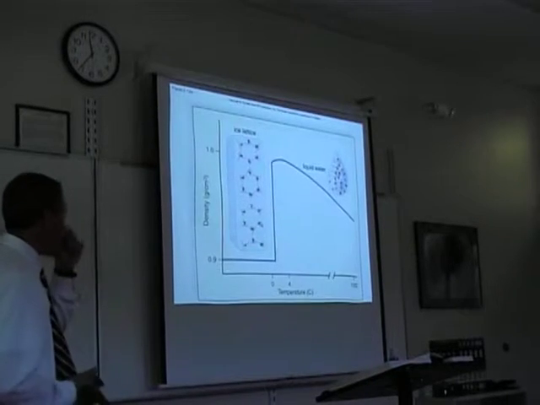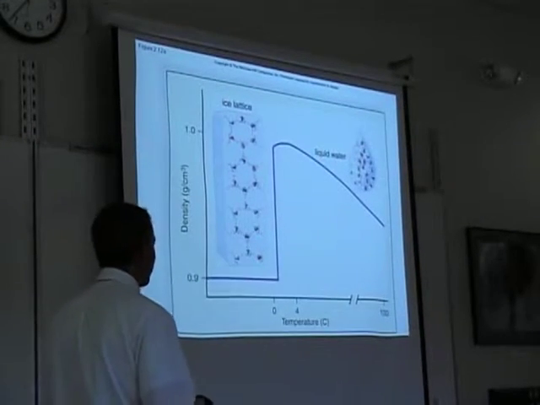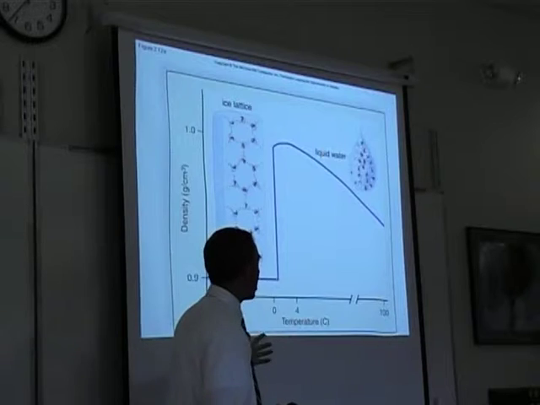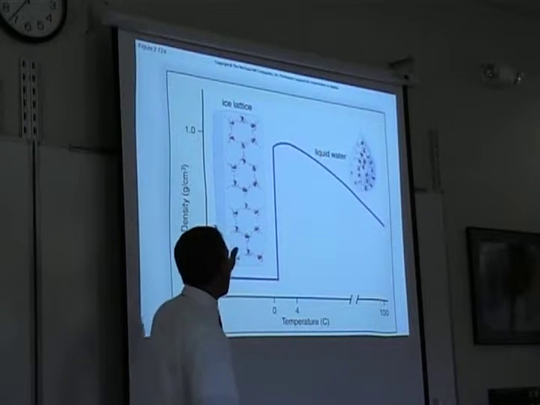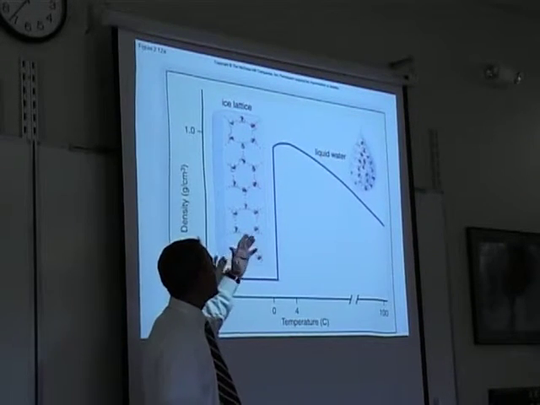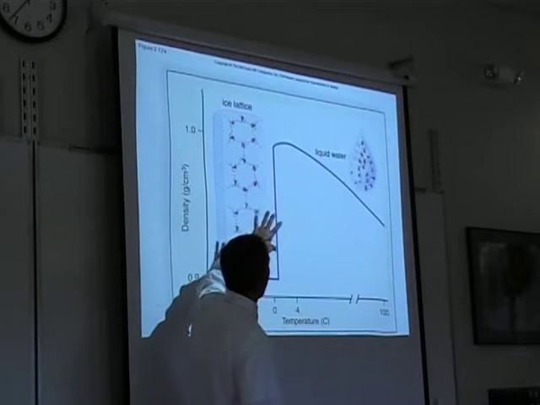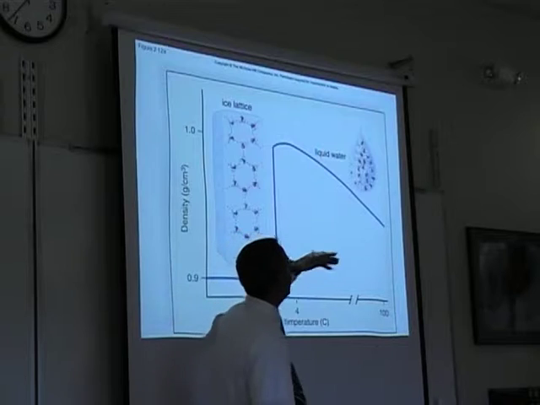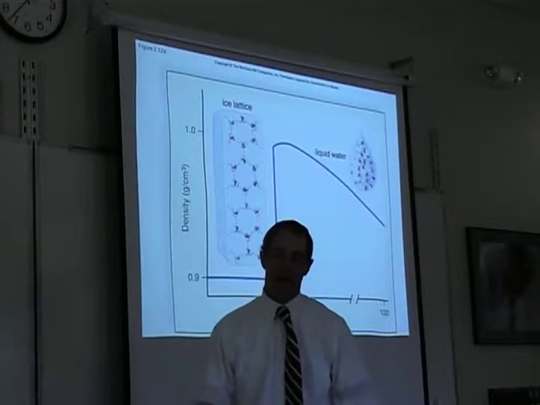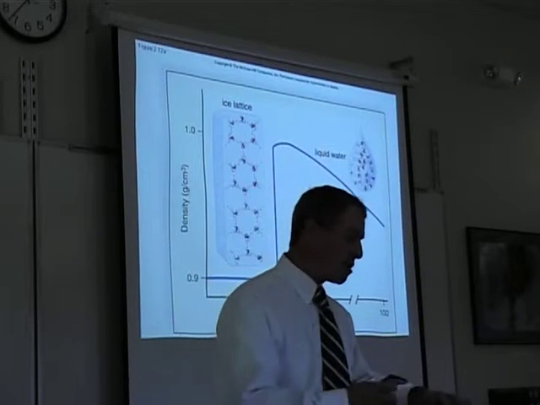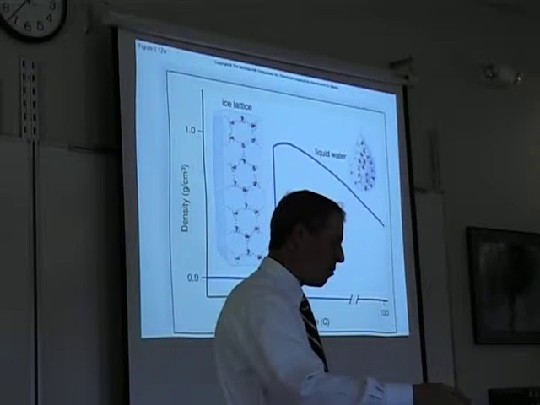Okay, another property of water that is due to hydrogen bonding is that ice is actually less dense than liquid water. Ice, frozen water, solid water, is less dense than liquid water. Now, this isn't normal. This isn't something you usually run into.